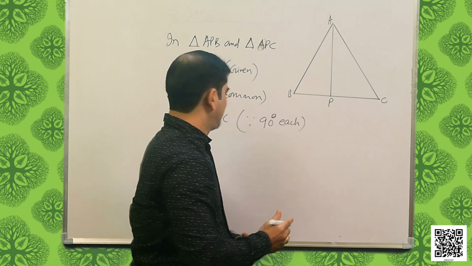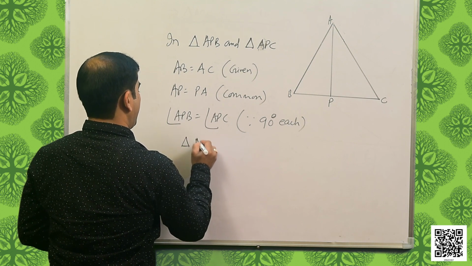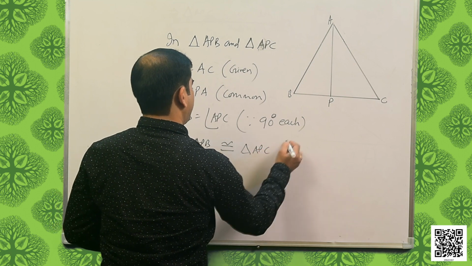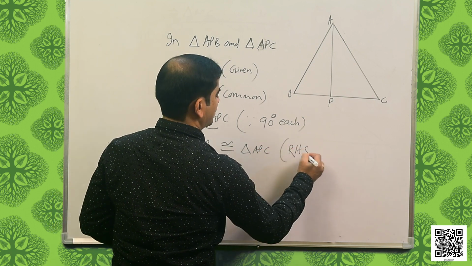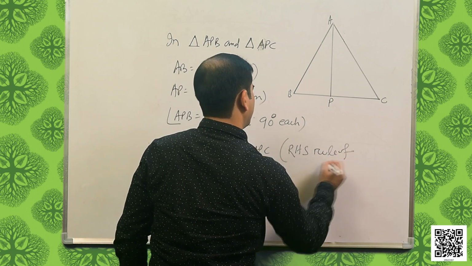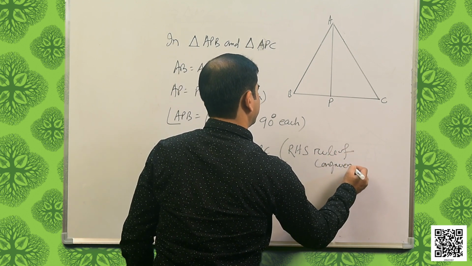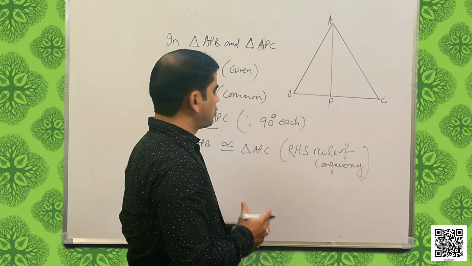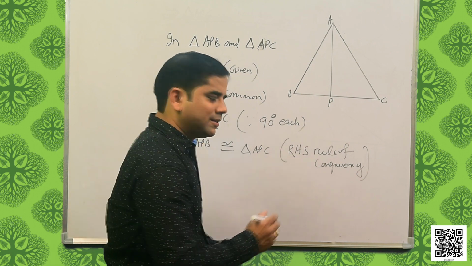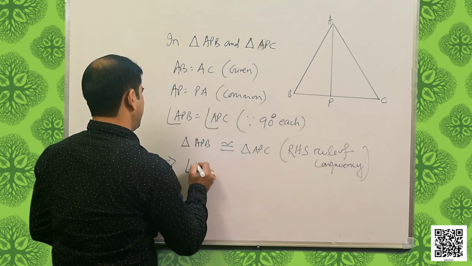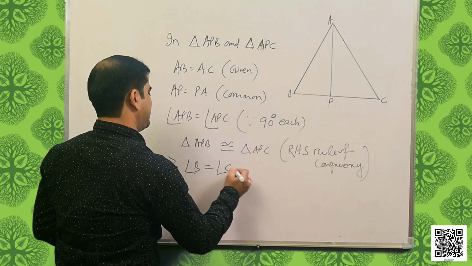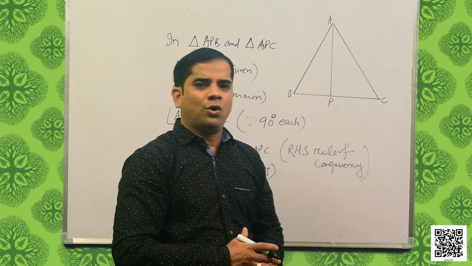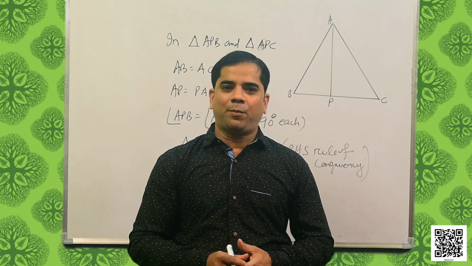So that's why triangle APB is congruent to triangle APC by RHS rule of congruency. As these two triangles are congruent, that implies angle B is equal to angle C, by CPCT. So now we have completed exercise 7.3.